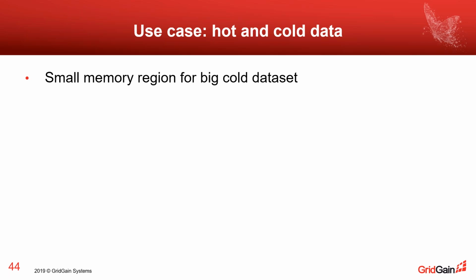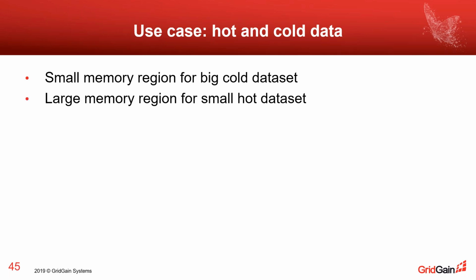The most common example is when you have an operational data set which contains, for example, the current state of your accounts, and a historical data set such as audit records or perhaps history of operations. In such a case, if you can divide your memory into hot and cold, you can specify a small memory region for your big, cold data set and a large memory region for your small, hot data set.